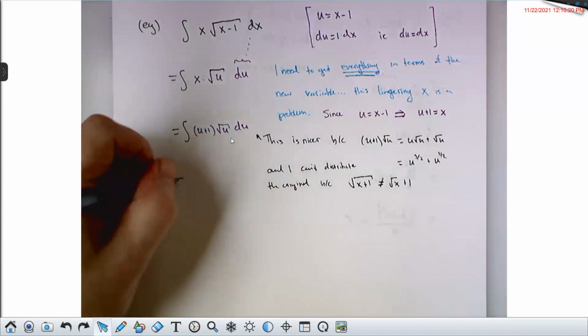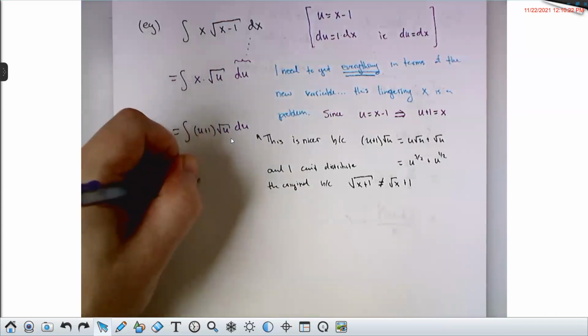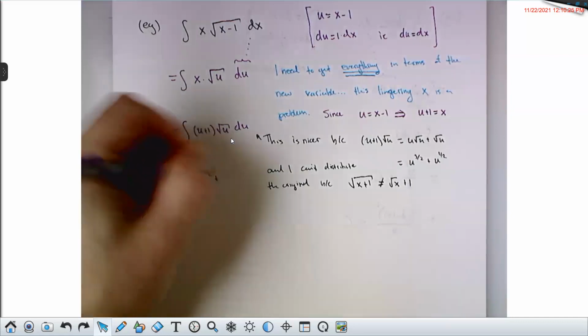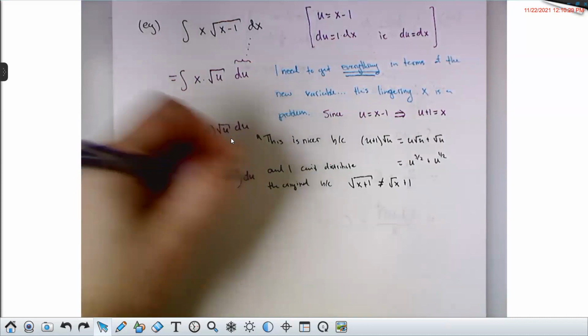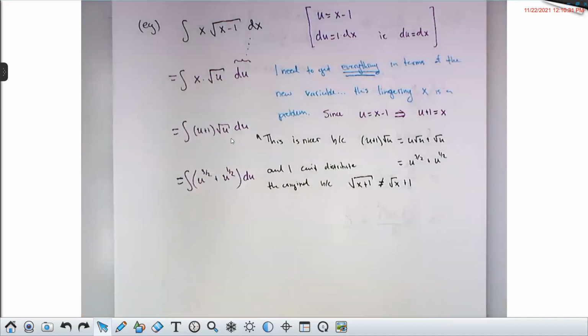And what I get is u to the 3/2 plus u to the 1/2 du. Please always write your differentials. Do not skip writing the du or the dx. I will take off points.